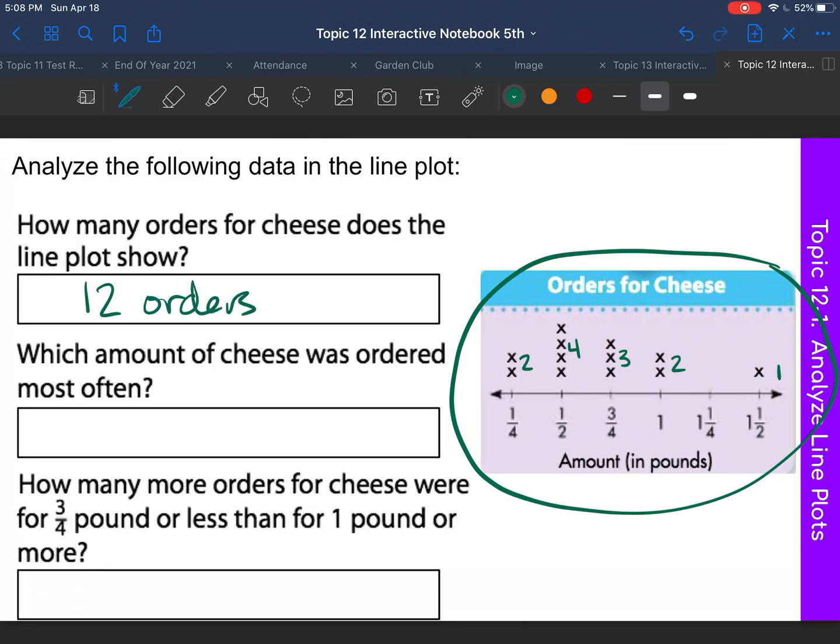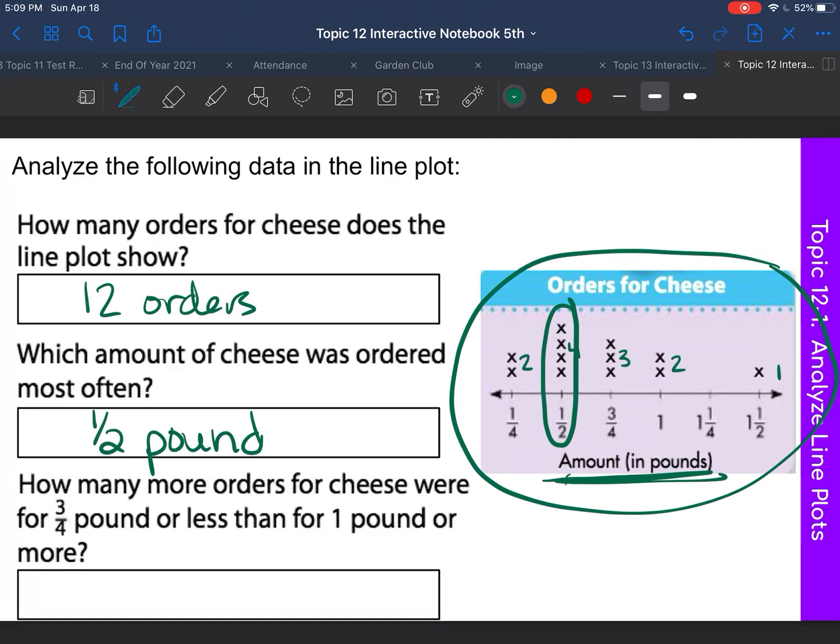Okay, now it says here, which amount of cheese was ordered most often? Okay, when we see most often, we look for the tallest data point that has the most either X's or dots. And in this case, it's this. 4 is the greatest number, okay? So what amount of cheese? It's the amount in pounds. It will be a 1/2 pound of cheese. Okay, that's the most common. So 1/2 pound of cheese is the most common.